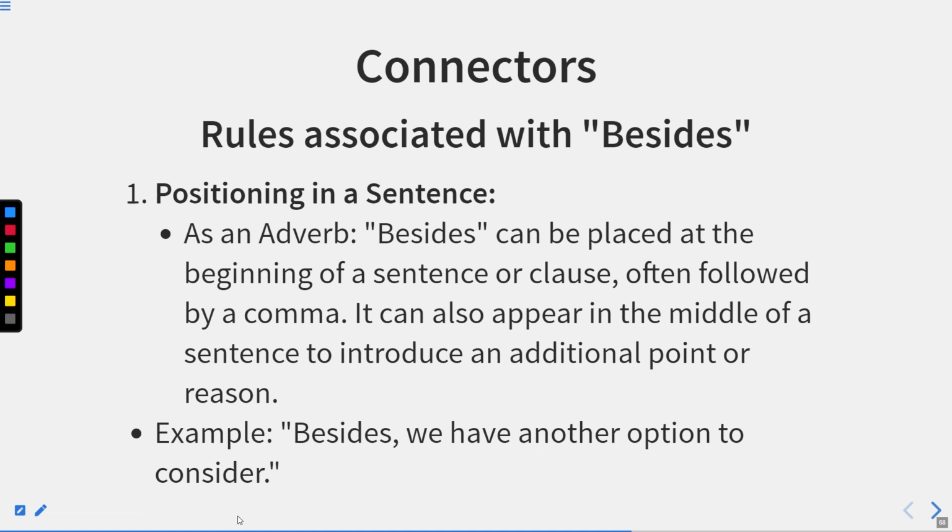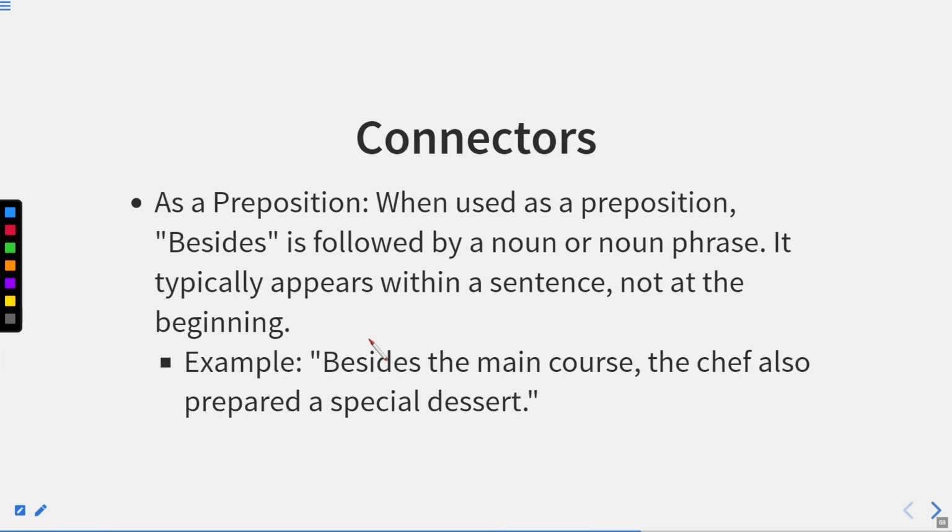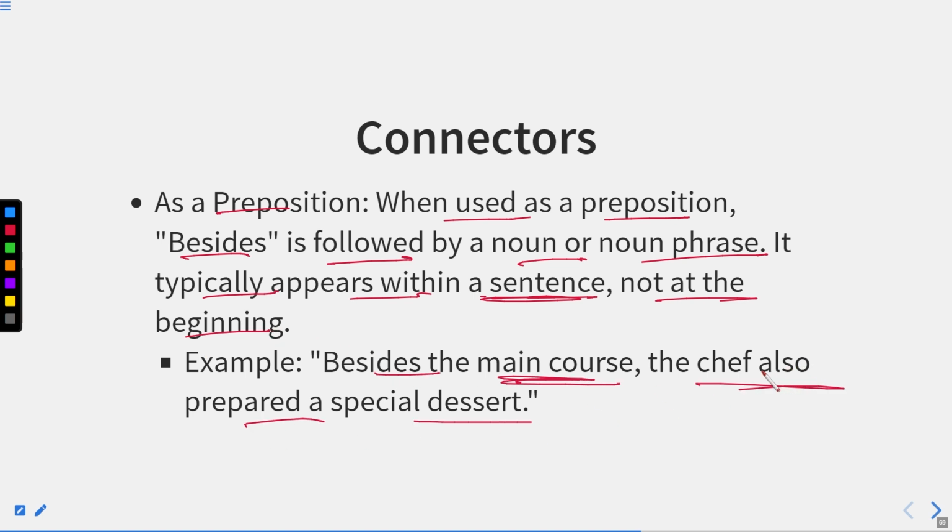Now, rules associated with besides, first of all, positioning in a sentence. As an adverb, besides can be placed at the beginning of a sentence or clause, often followed by a comma. So we should make a comma after the word besides. It can also appear in the middle of the sentence to introduce an additional point or reason. Besides, we have another option to consider. It means in addition to this point, we have some additional point to consider, or another option. As a preposition, when used as a preposition, besides is followed by a noun or the noun phrase, it typically appears within the sentence, not at the beginning. Besides the main course, the chef also prepared a special dessert.